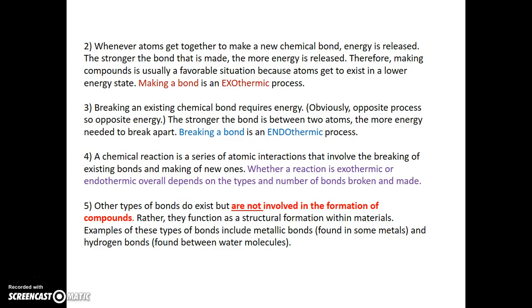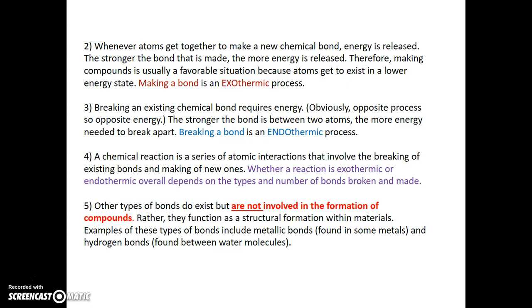Breaking a bond is the opposite. Just like breaking a pencil takes some energy, breaking a chemical bond takes energy. So it's an endothermic process. Different bonds have different strengths. So the stronger the bond that you're trying to break, obviously the more energy it's going to take to break it. The opposite is also true. When two elements come together and form a very strong bond between them, a lot of energy is released in the process. So in a chemical reaction, there's both processes happening.